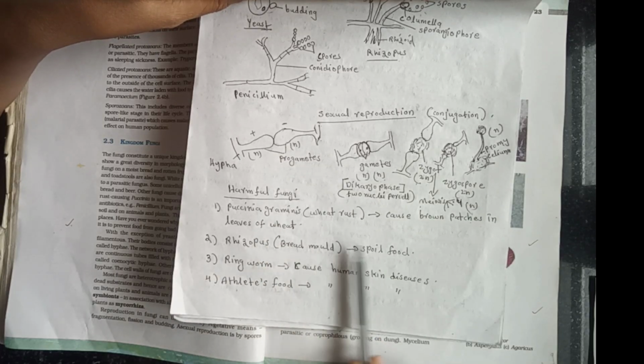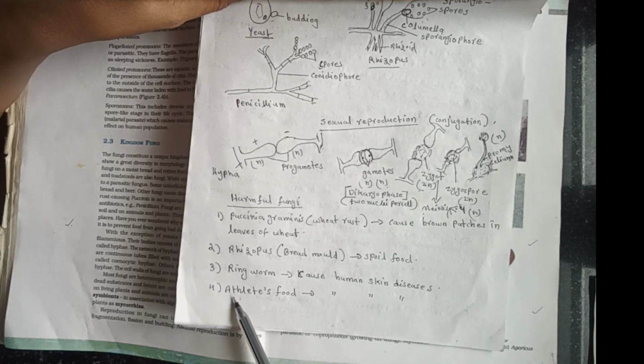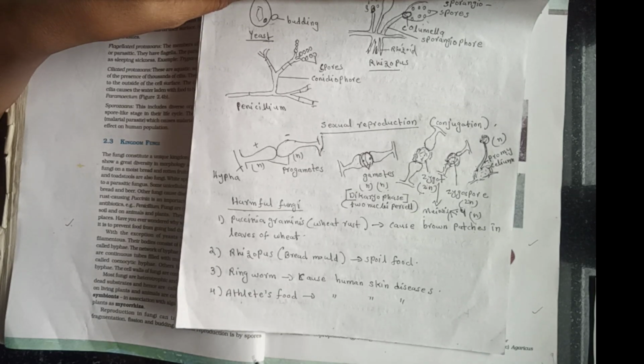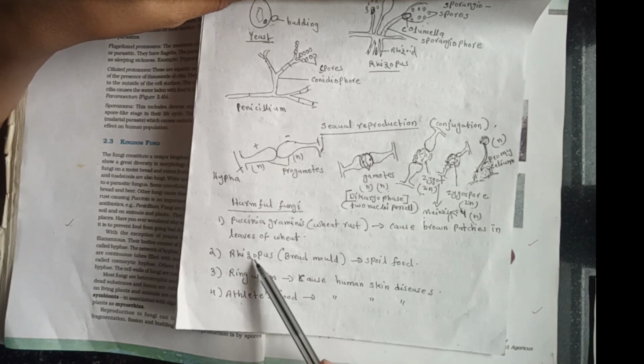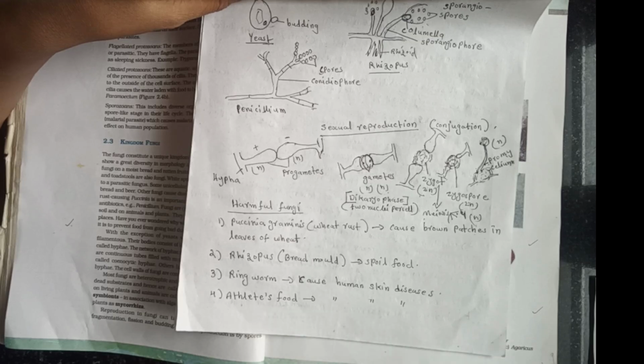They grow on the substratum of bread, chapati and similar materials. Then ringworm and athlete's foot affect the human body. Ringworm causes a human skin disease, and athlete's foot is also an example of a skin disease. These are two harmful fungi that cause disease in humans, ringworm and athlete's foot. The earlier two cases are in plants, and these two cases denote humans.